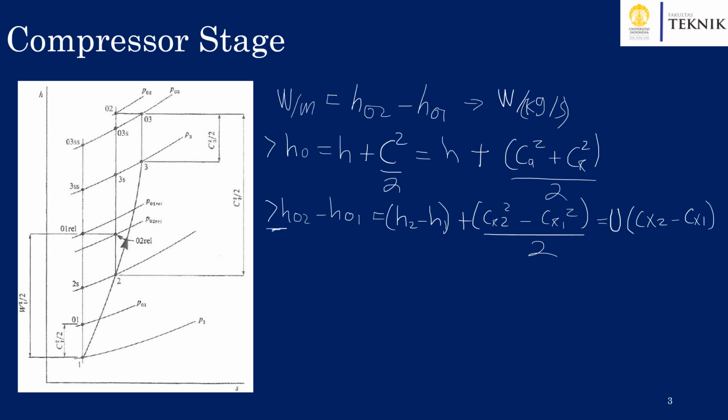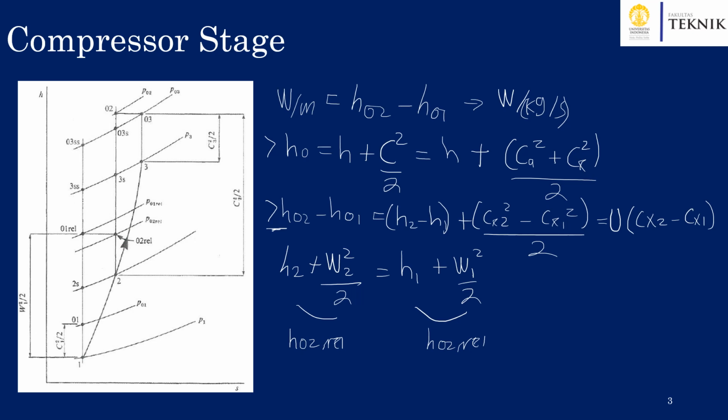From these equations, we can rearrange it and get it as a function of static enthalpy: H2 plus the relative velocity at the outlet to the power of 2 divided by 2 equals H1 plus W1 to the power of 2 divided by 2. These two sets of equations on the left and on the right side are functions of HO2, the relative total enthalpy at the outlet, and this is the relative total enthalpy at the inlet, as a function of relative velocity.